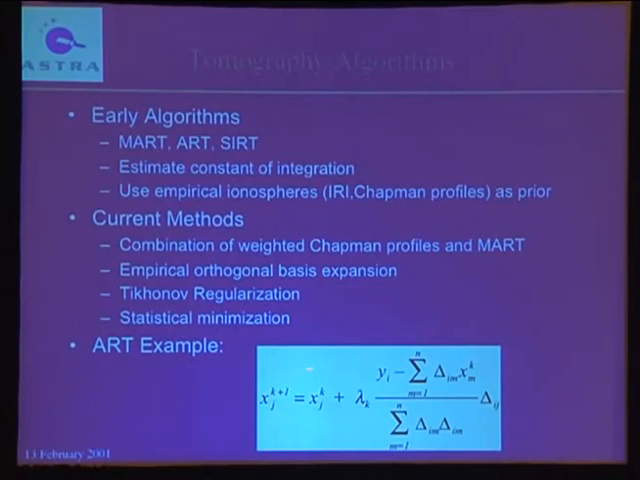Here's some of the others. And this is, you just updated each density iteratively based on the previous guess, which starts off with a model. You have some weighting factor here that you can change a little bit. And this is the difference between the data and the prediction divided by the length through all the volume of the pixels. And it works.